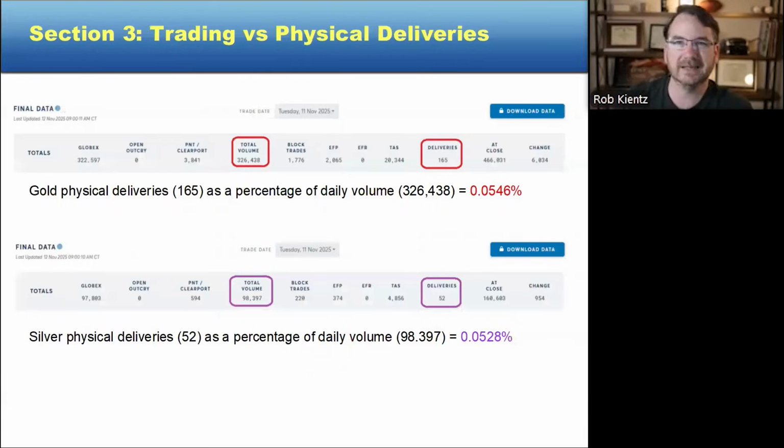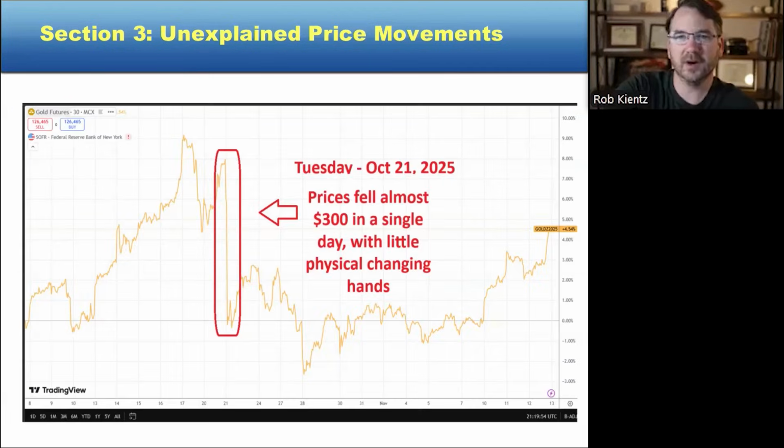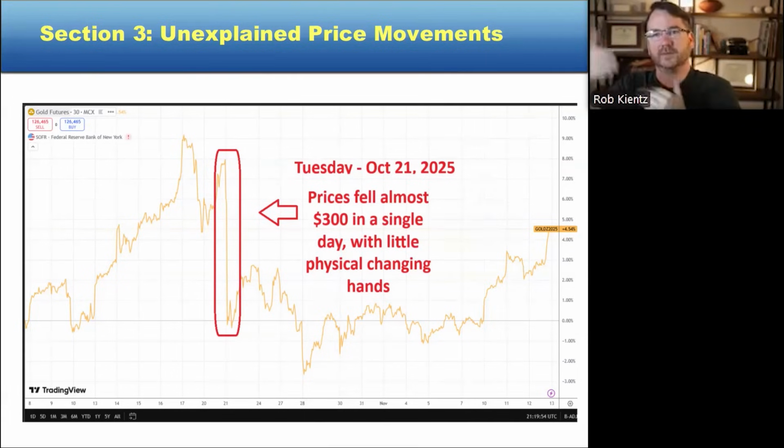How much typically changes hands? It's hundredths of a percent. And yet, how can the price change that much if there's almost no physical moving on a given day? Because it's the gold market actors, per the study, that are affecting the spot prices on COMEX. Very interesting. Through what? Paper trading.